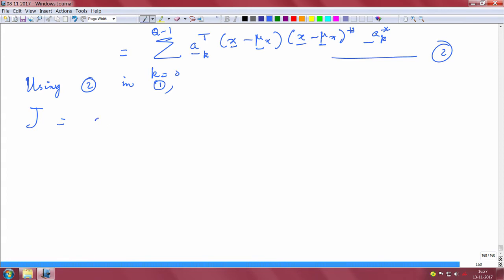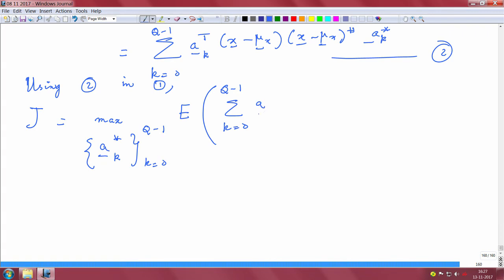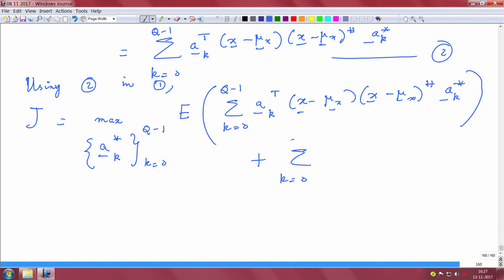we can write J as maximize over all AK conjugates, K equals 0 to Q minus 1, the expectation of summation K equals 0 to Q minus 1. I just drop in 2 here: AK transposed X minus mu X times X minus mu X Hermitian AK conjugate. I want to maximize this subject to these constraints.